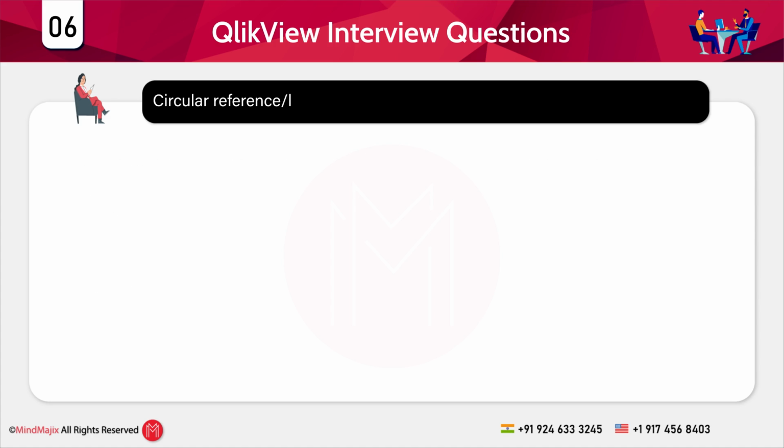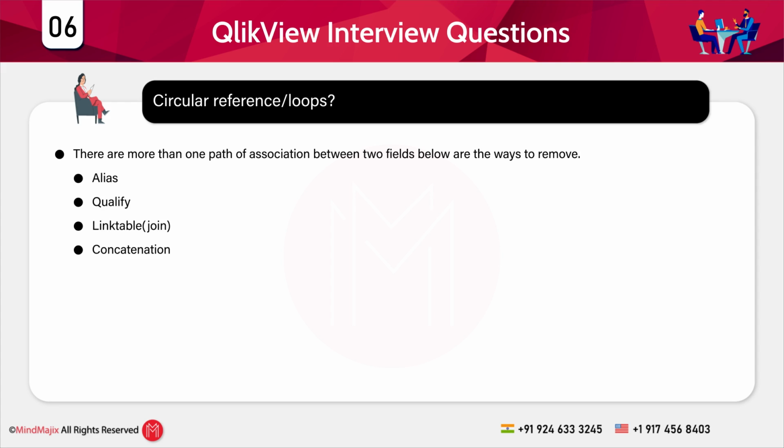Now, what is a circular reference? Synthetic key and circular reference are two different loopholes, or technical errors, observed at the time of development. A synthetic key is a kind of link table which forms if more than one common column is found to join. But circular reference is something different. Circular reference is a kind of loop.